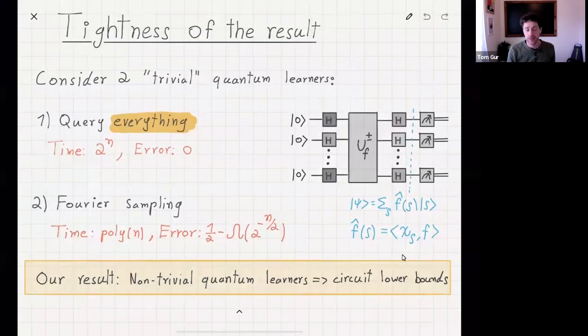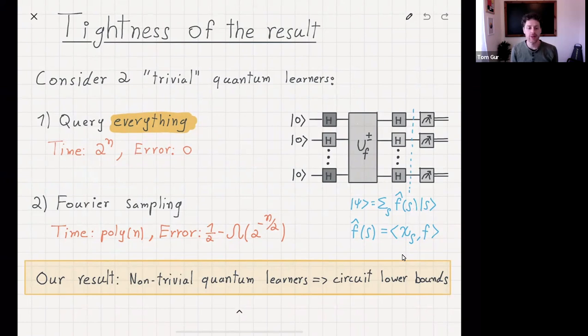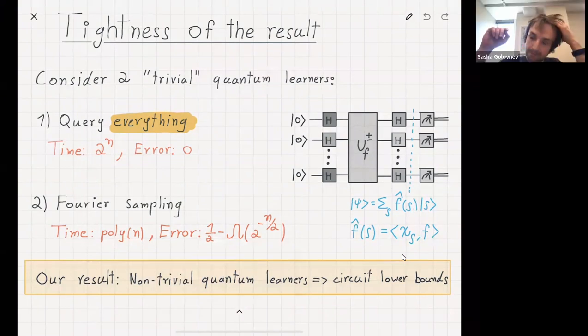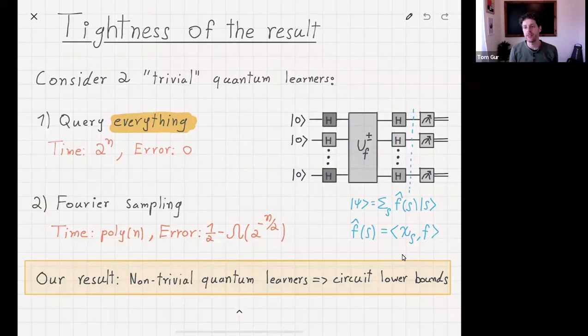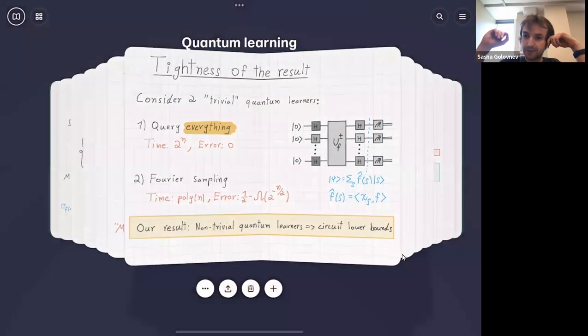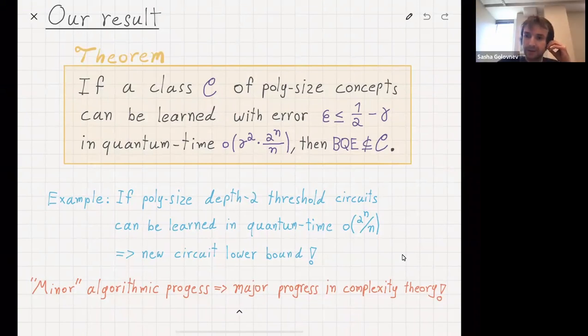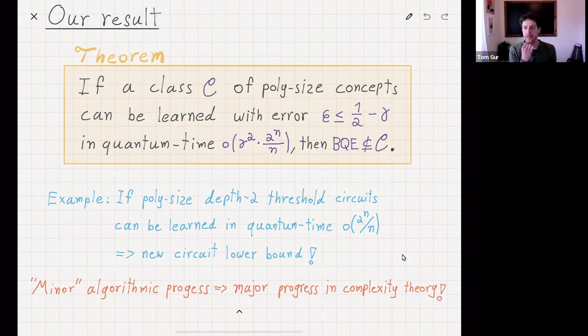Before I tell you how we show it, I want to say something about the tightness of the result. Yes, Sasha. So Tom, we have similar results for classical learning algorithms, don't we? Yes, we do. These results directly quantize the existing result that we have in the classical setting. They're essentially of the same form. If you have faster classical PAC learning, then you get the corresponding circuit lower bound, except the circuit lower bound is for a classical class. Would it be E or X, or is it like BPE or something? Yeah, BPE. Got it. Yeah, thanks.